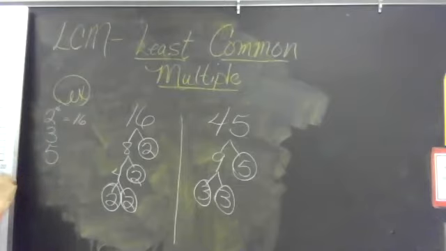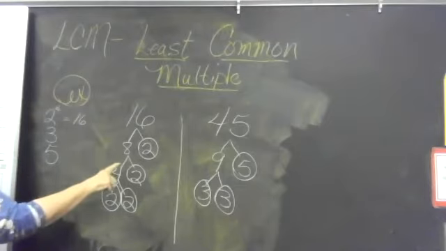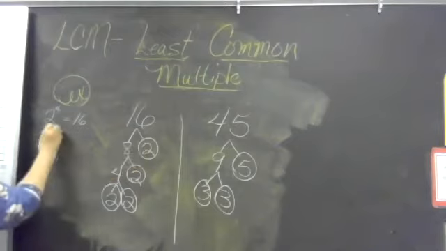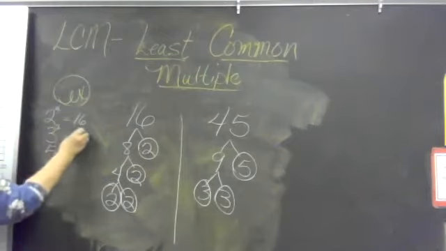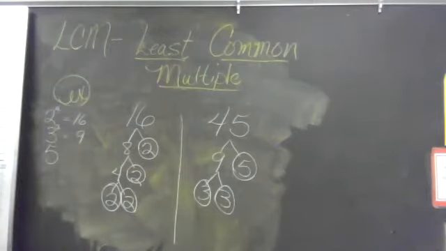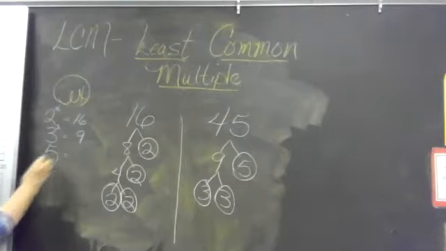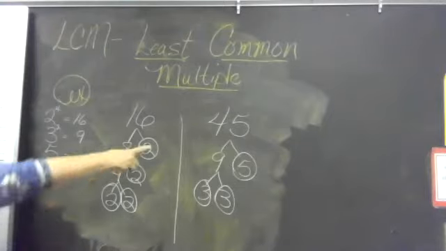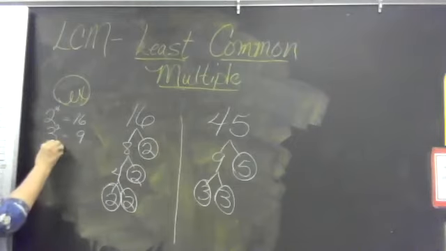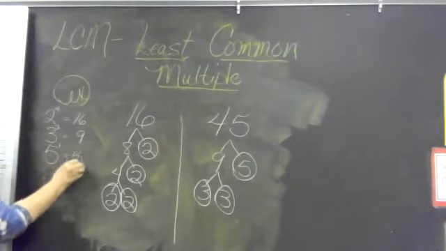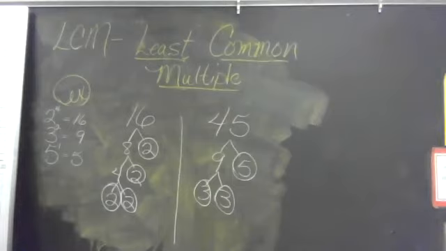Then we look for the 3s. There are no 3s here. There are 2 of them there. So we're going to use 2, so that would be 9. And then 5s. There's 1 in that one, nothing here. So we're going to use 1, and that's 5. This is where a calculator comes in handy.